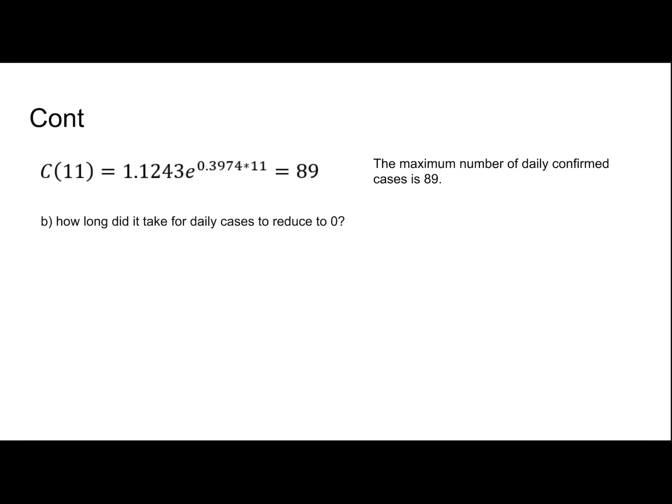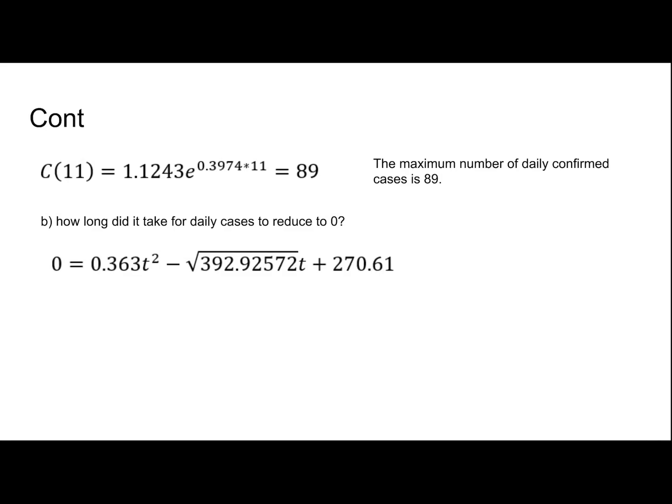Question B, how long did it take for daily cases to reduce to 0? Once again, take some time and try to figure this question out for yourself. Alright, so for this question, you're looking at the second half of the equation, because that's when the cases start decreasing. With the exponential, cases are never 0, so that won't work.